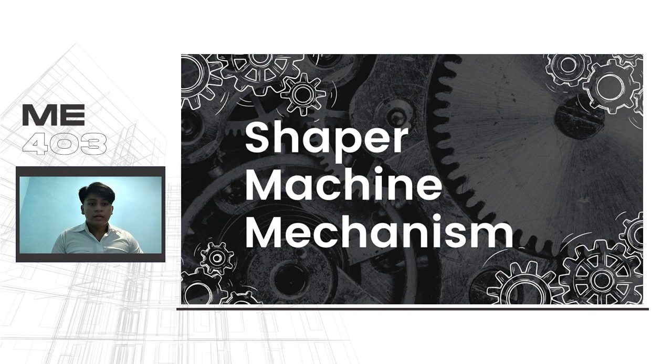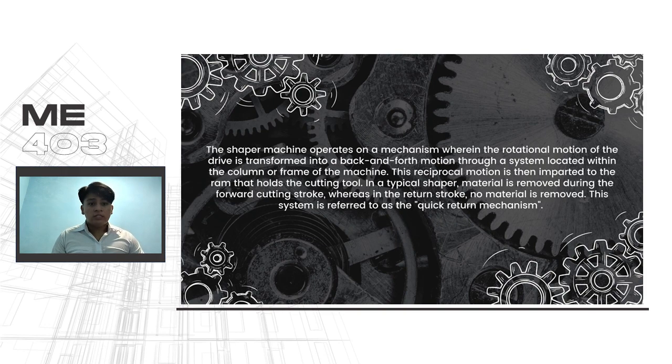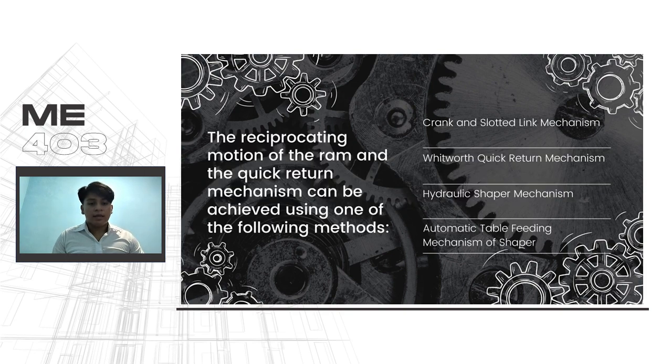It is important to take note that there are several shaper machine mechanisms. Rotational motion can be transformed into the back and forth motion that is given to the ram. In most shapers, a quick return mechanism is present. For this quick return mechanism, there are various methods: crank and slotted link mechanism, Whitworth quick return mechanism, hydraulic shaper mechanism, automatic table feeding mechanism.